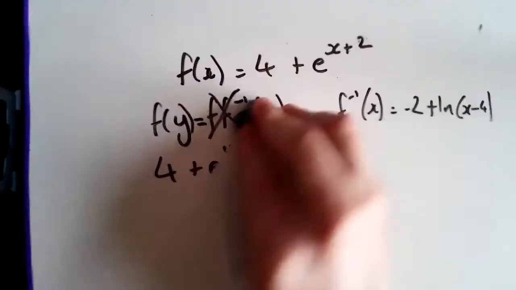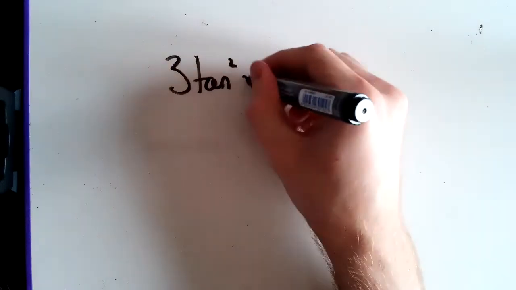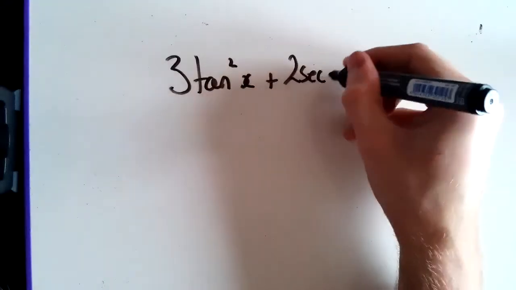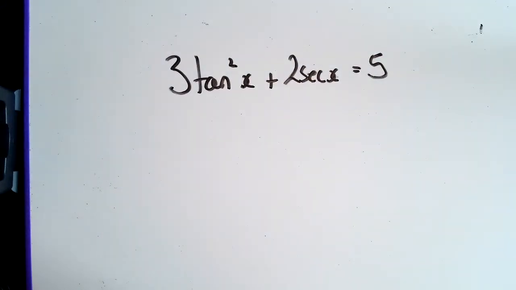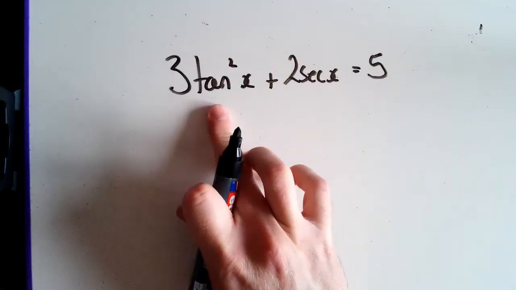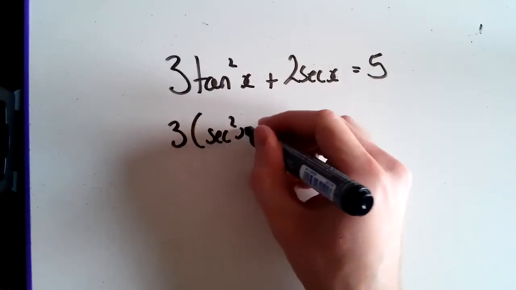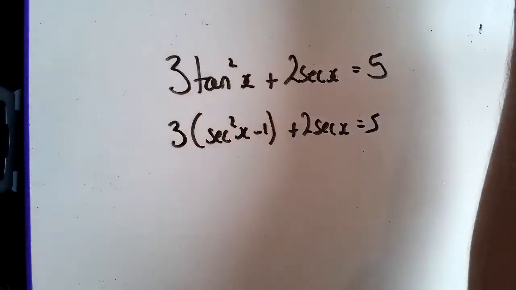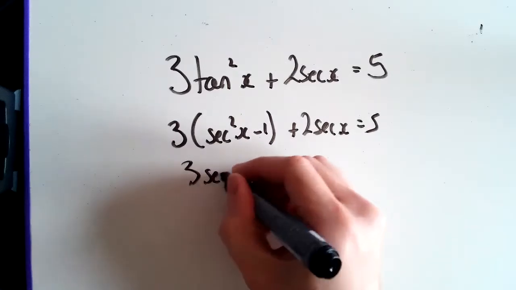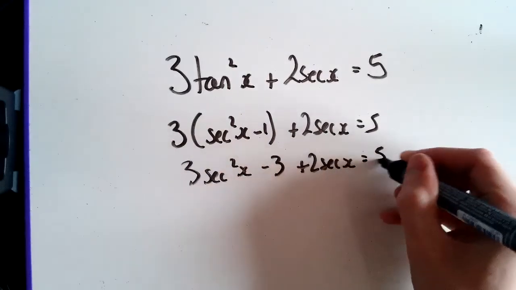Okay, question 4. We have 3 tan squared x plus 2 sec x equals 5. We want all the solutions between 0 and 360. Well, this one's squared, so I can change this one. And tan squared is sec squared x minus 1, plus 2 sec x equals 5. Expands, so 3 sec squared x minus 3 plus 2 sec x equals 5.